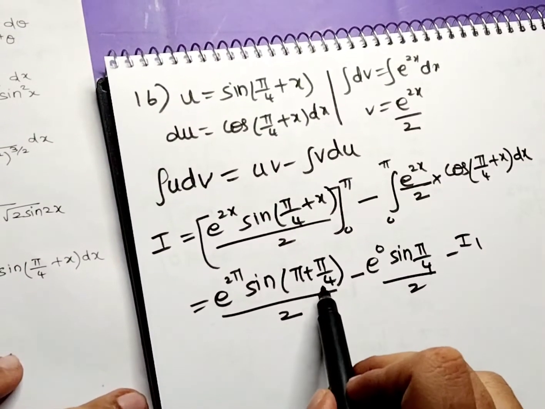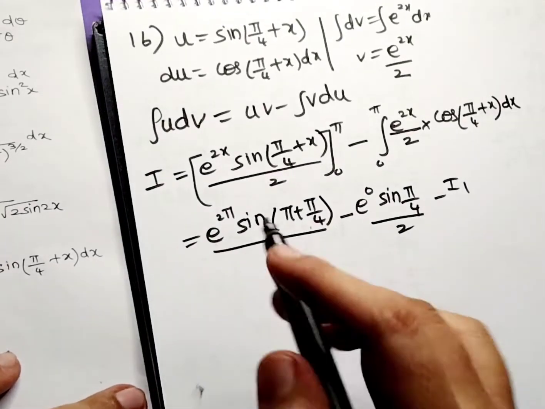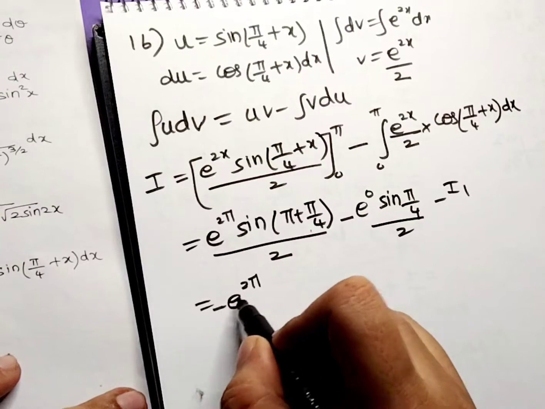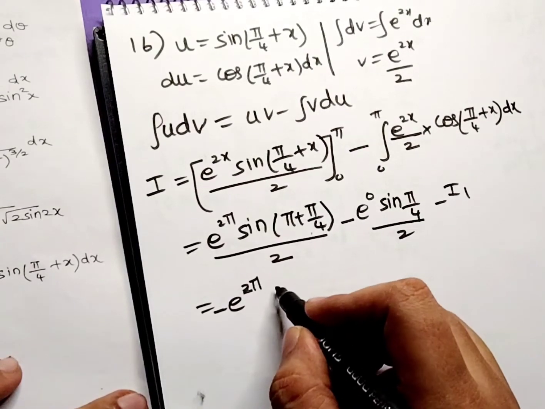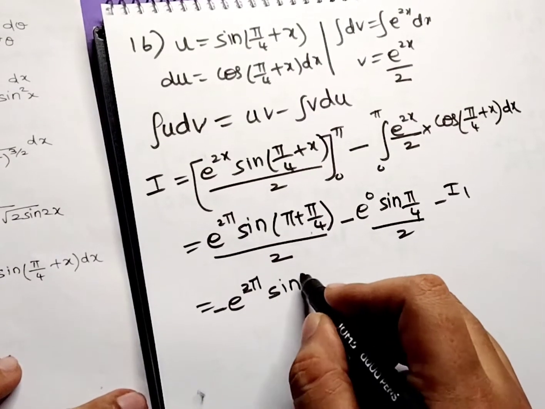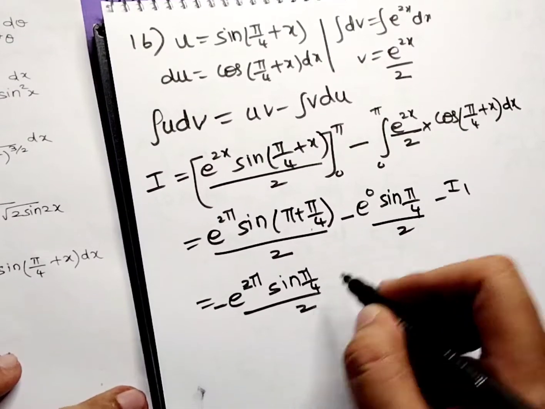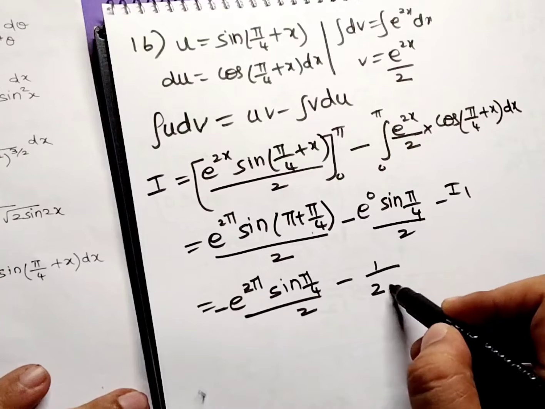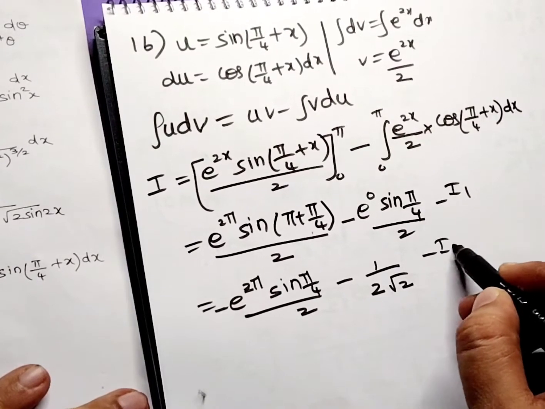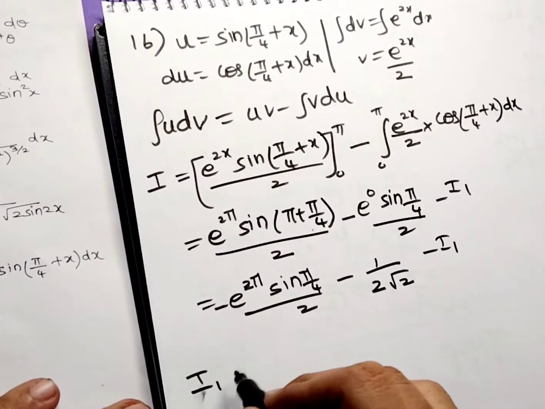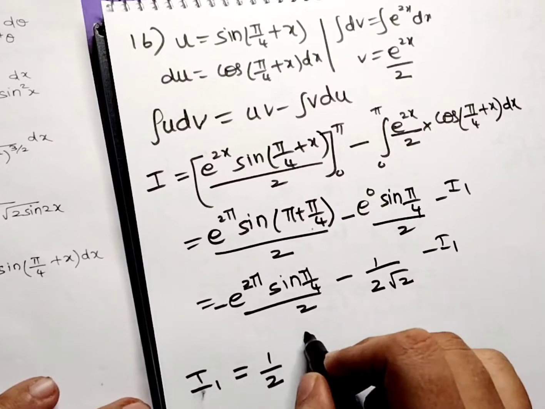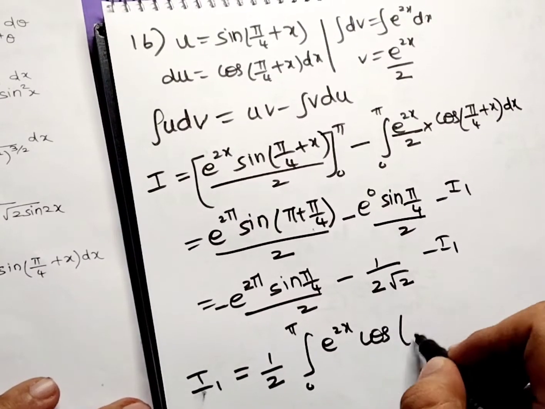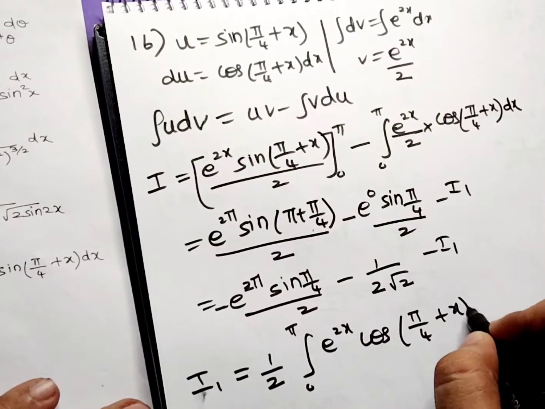Okay, so pi plus theta, third quadrant, sine is negative. So e power 2 pi minus e power 2 pi sine pi by 4 by 2. E power 0 is 1. Sine pi by 4 is 1 by root 2. Already 2 we have in the denominator. And for I1, 1 by 2 we can take it out. 0 to pi e power 2x cos of pi by 4 plus x into dx.